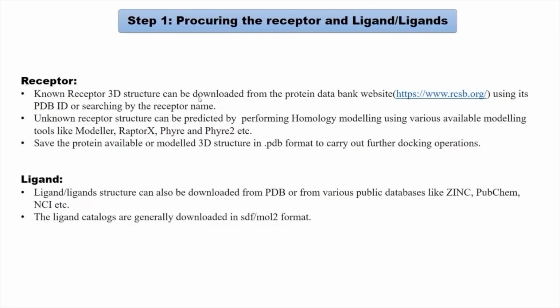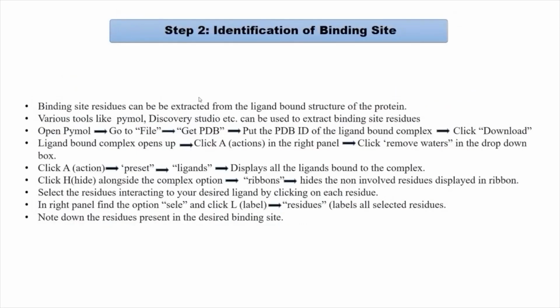After procuring the receptor and ligand, we move to the next step, where we need to identify the binding site where we want our ligand to dock into the receptor. If the binding site is not known, then again we can use various softwares like I-TASSER for identification of the binding site in a protein structure. If a complex of the ligand with the receptor is already available, then we can extract the residues which are involved in the interaction. I will show how to extract those residues using PyMOL.